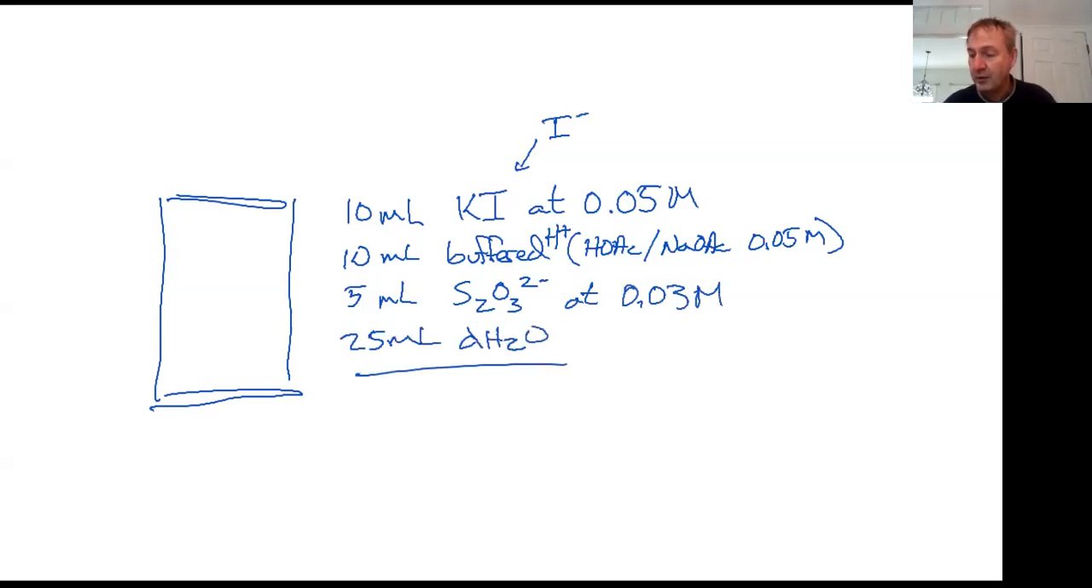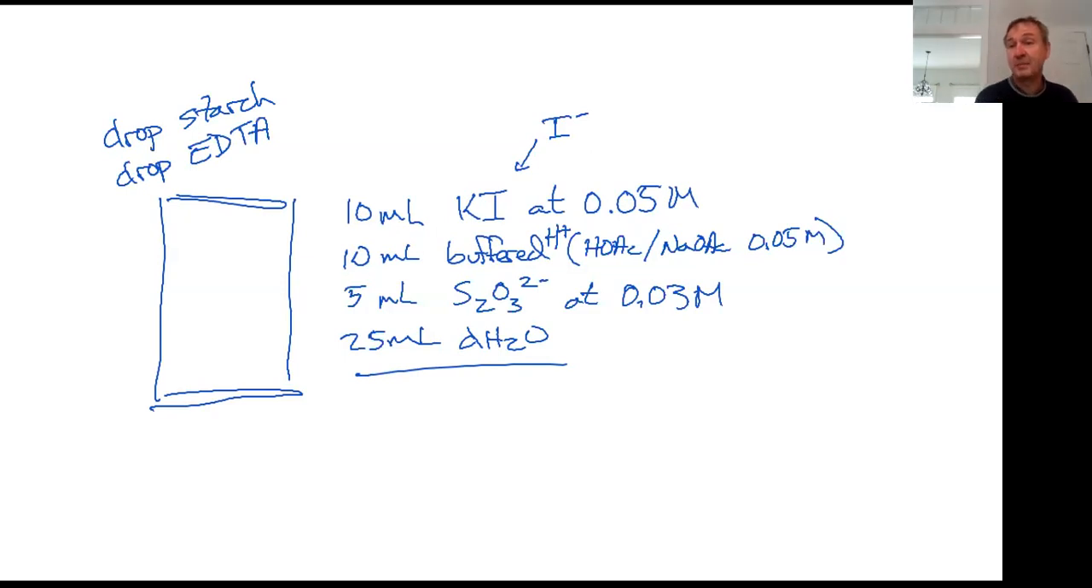And you're also going to have in there a drop of starch. And the starch is an indicator. It's going to be clear if there's iodide, but black with iodine. We're also going to add a drop of ethylene diamine tetraacetate.